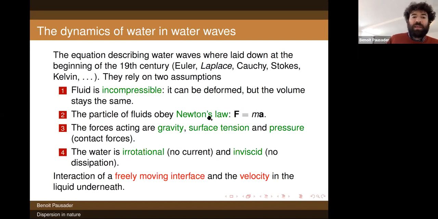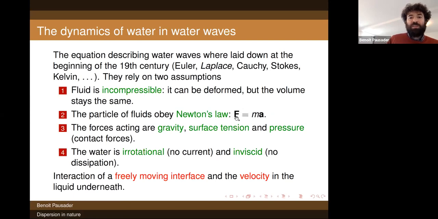The second assumption is that the small particles of water have to obey Newton's law, which is really the universal law that describes the mechanics of objects. That says that the force is equal to the mass times the acceleration. And since you're trying to describe the evolution of a system, you would like to describe the acceleration. And then in principle, if you were to know this completely, everything just follows from that.